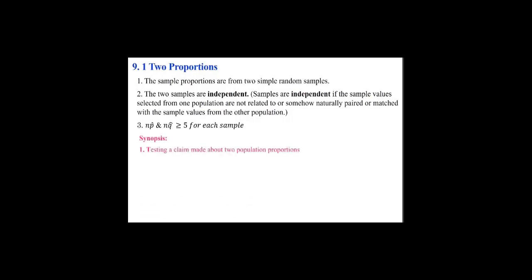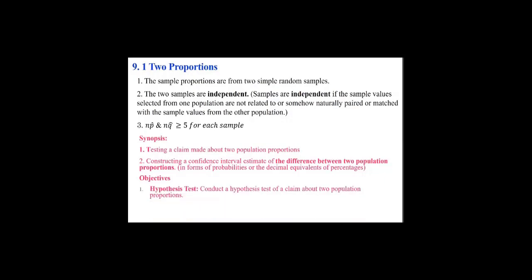Synopsis: testing a claim made about two population proportions. We're going to construct a confidence interval of the difference between the two population proportions. And remember, when we talk about proportions, it may be in the form of probabilities, decimal, or even fraction. And the objective is the hypothesis test: conduct a hypothesis test of a claim about two population proportions.